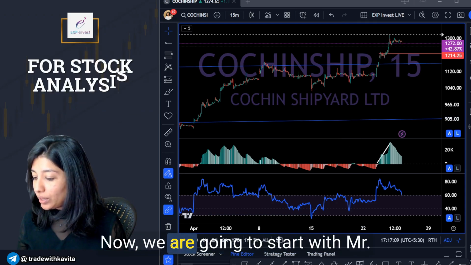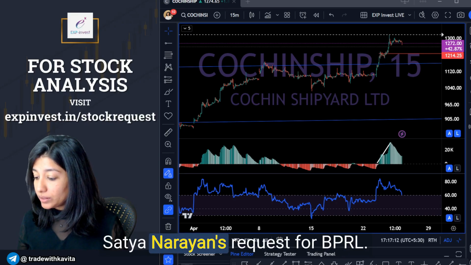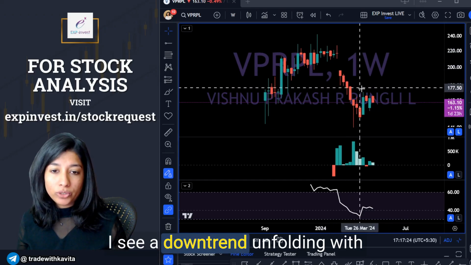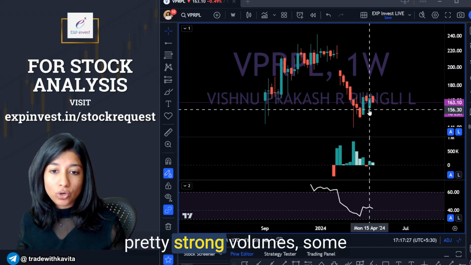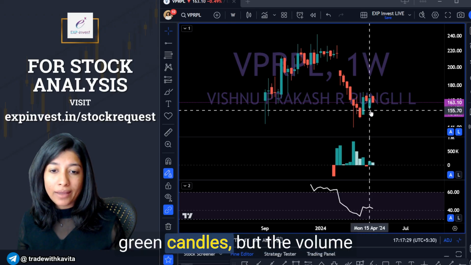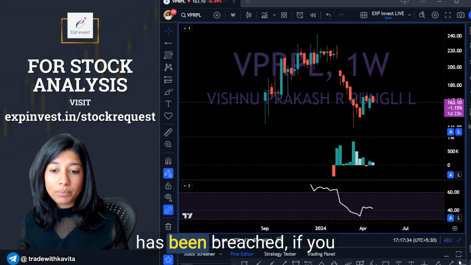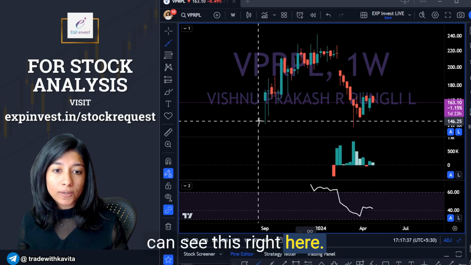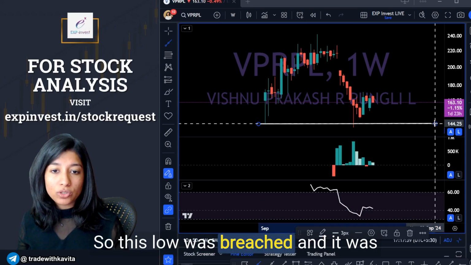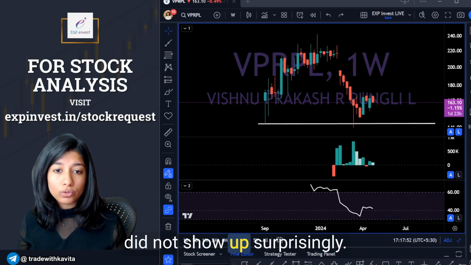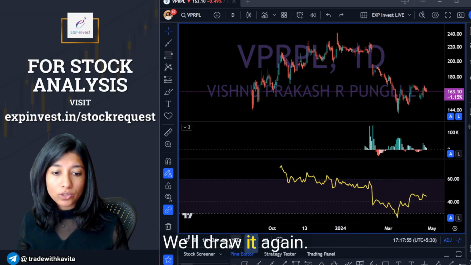Now, we are going to start with Mr. Satyanarayan's request for L. So let's start with a large time frame. I see a downtrend unfolding with pretty strong volumes, some green candles, but the volume has been quite disappointing. Over here, the recent low has been breached. If you can see this right here, this low was breached and it was breached with very high volume. For some reason, this line again did not show up, surprisingly. No worries, we'll draw it again.